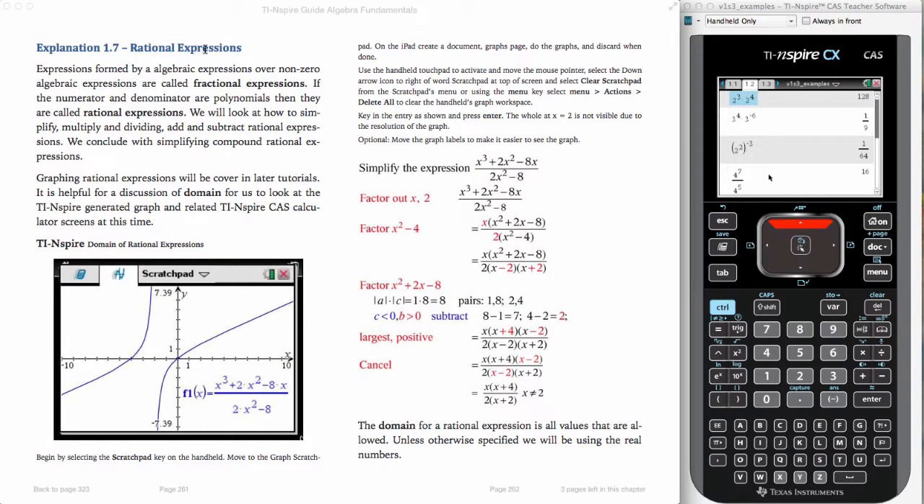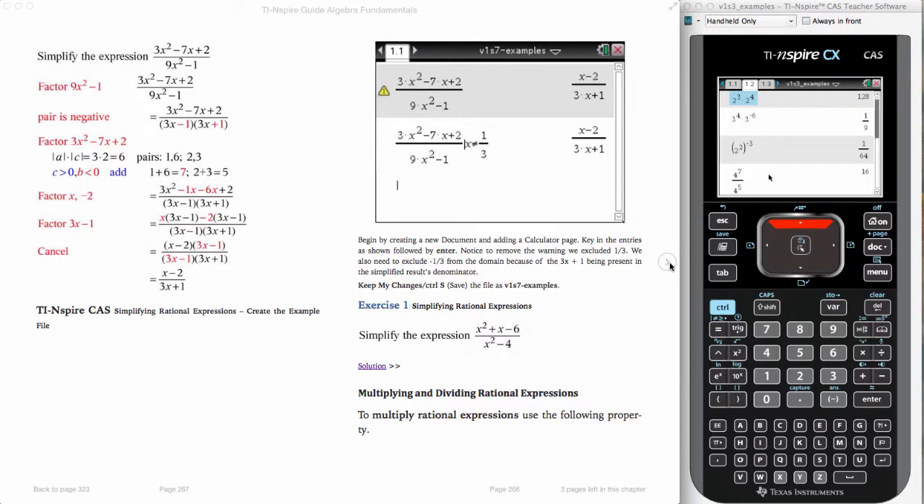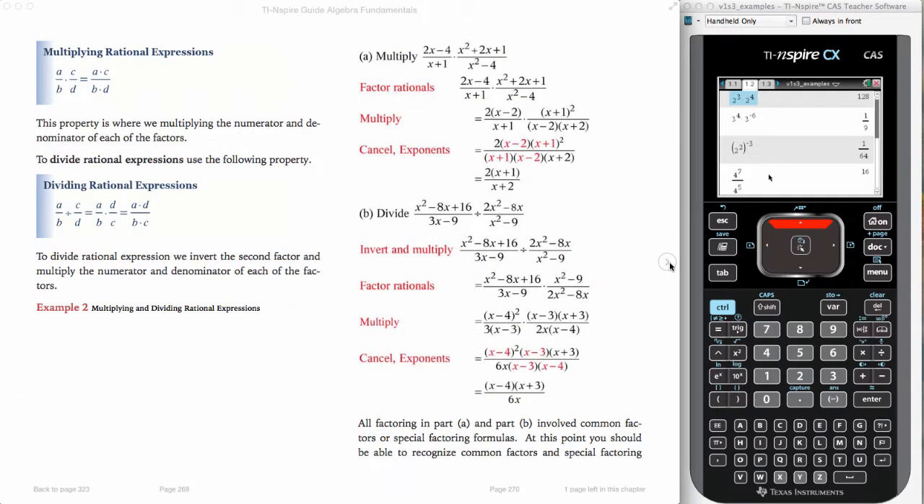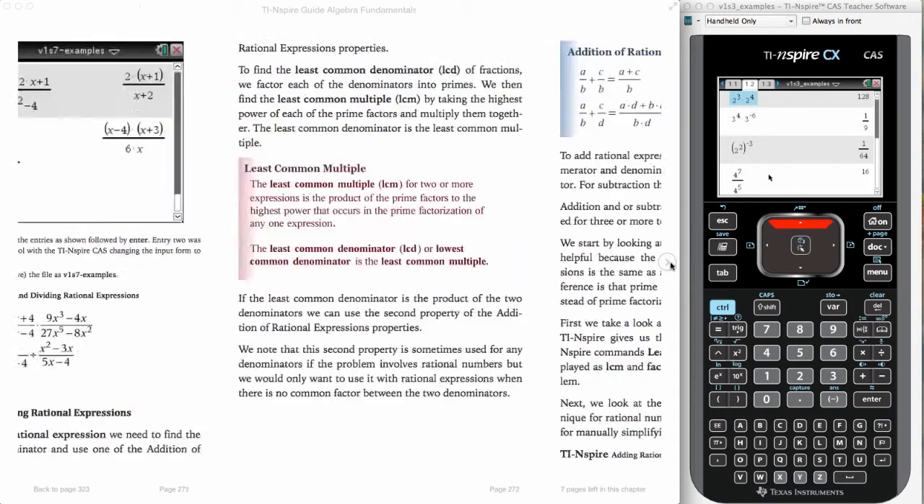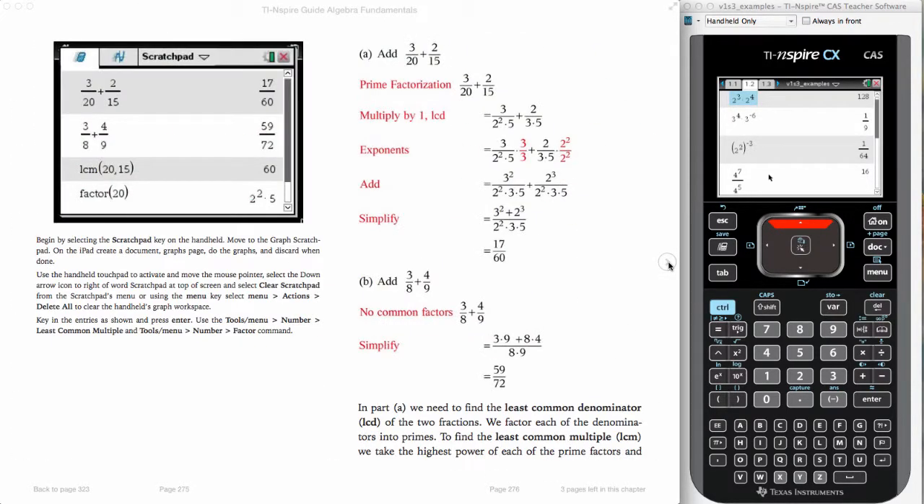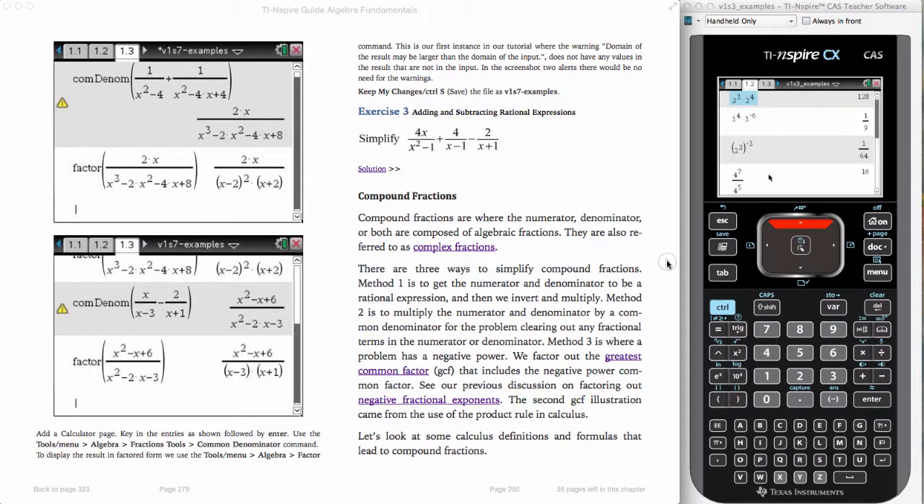The last chapter is on rational expressions. So we go over how to simplify rational expressions. We go over how to multiply and divide rational expressions, doing the same things on our calculator. Then we go over how to add and subtract, which exactly parallels what we do with fractions. So we show that out for you. And again, this can get quite complex, but the calculator is very good at helping us with this.